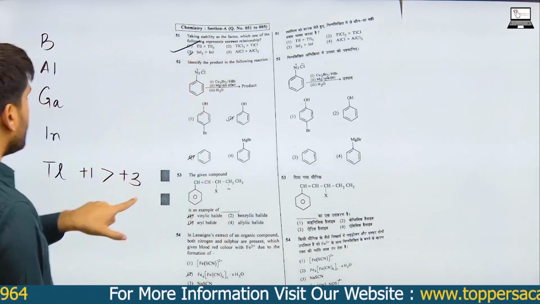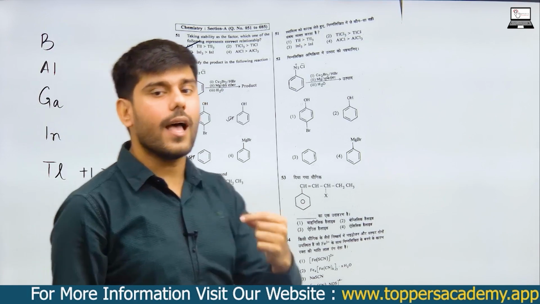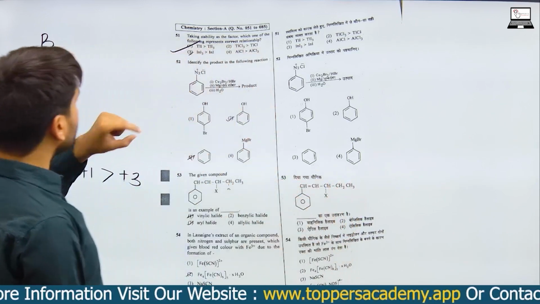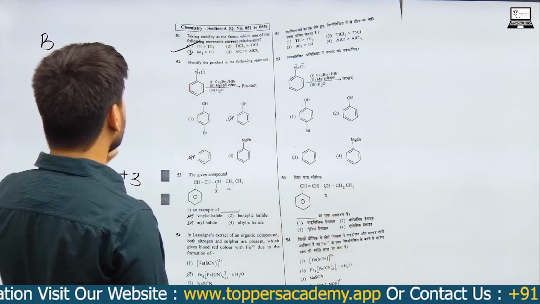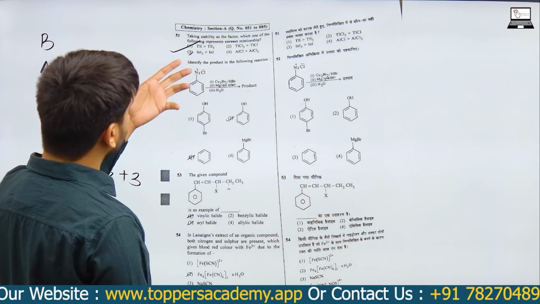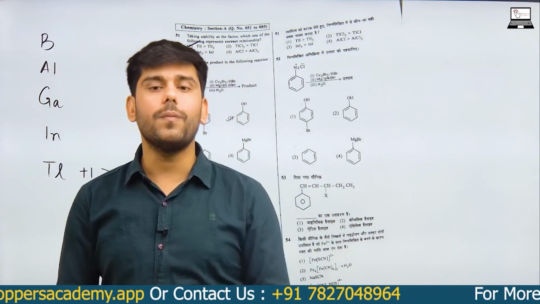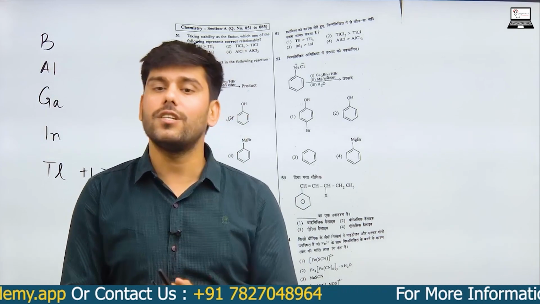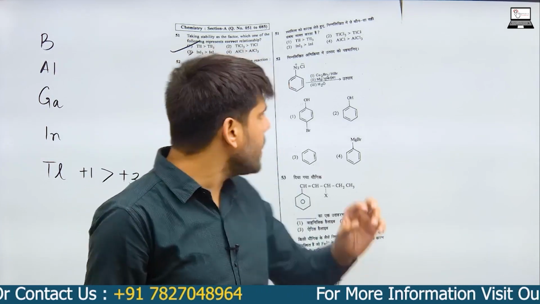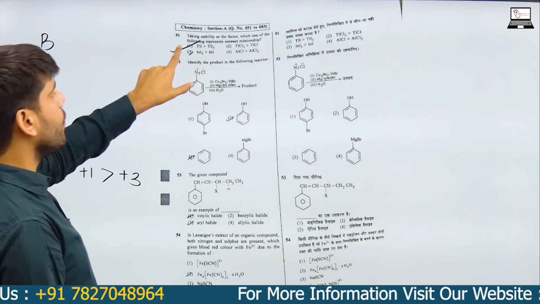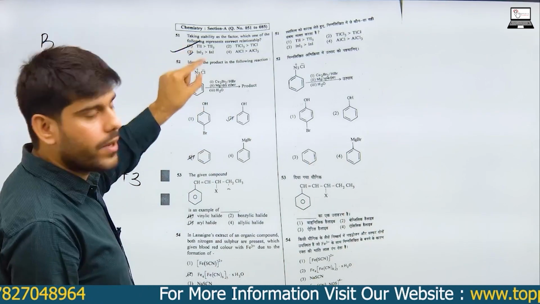That thallium in +1 is more stable than thallium in +3. Now if you see the third option, indium in +3 is more stable than indium in +1. This can be true, but you know that down the group, the stability of the lower oxidation state increases, right? So according to that, one is the most appropriate answer.